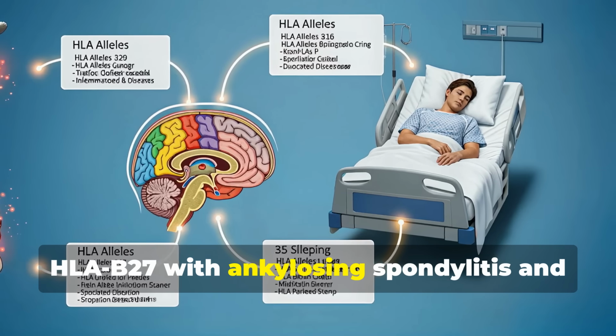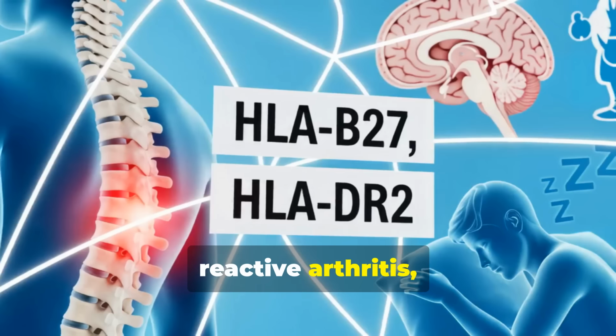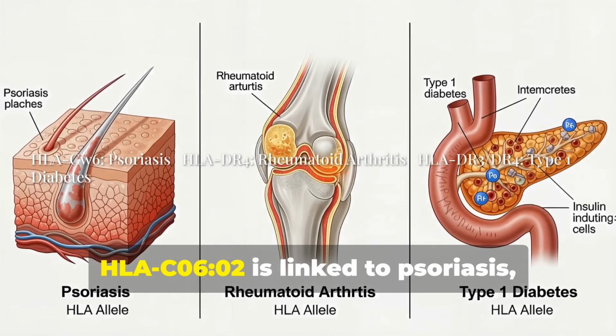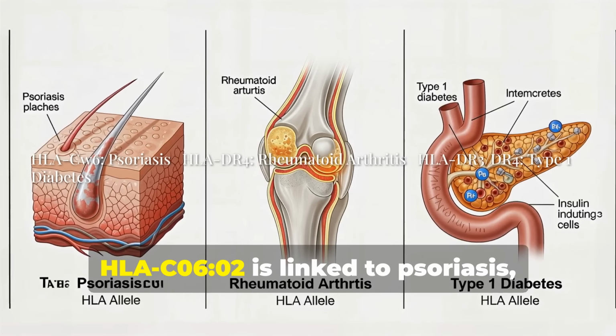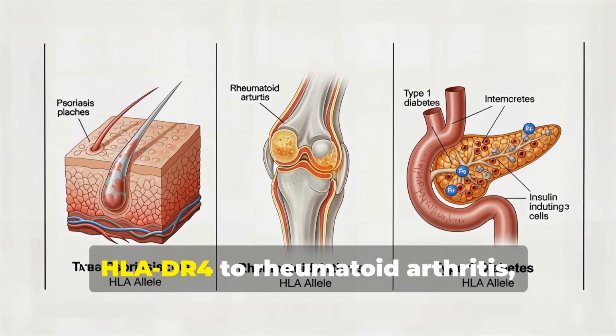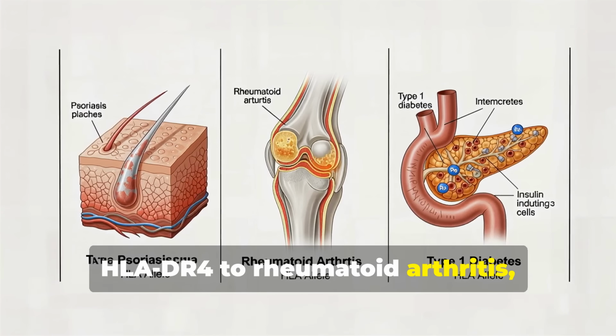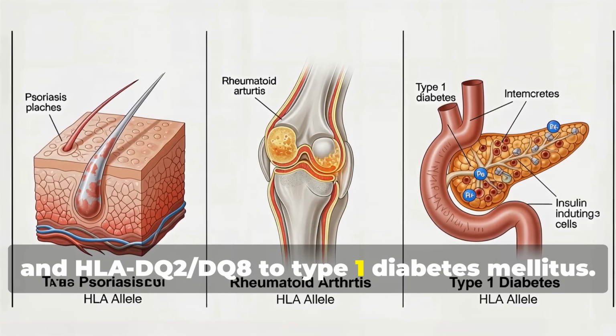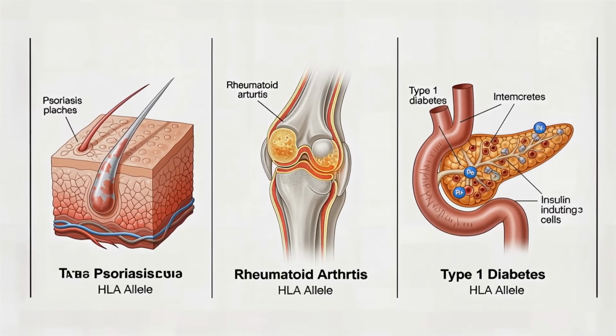HLA-B27 with ankylosing spondylitis and reactive arthritis, HLA-DR2, DRB1*15:01 with narcolepsy, HLA-C*06:02 is linked to psoriasis, HLA-DR4 to rheumatoid arthritis, and HLA-DQ2/DQ8 to type 1 diabetes mellitus.